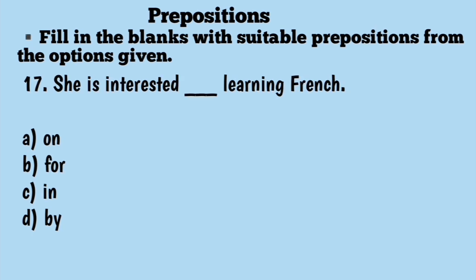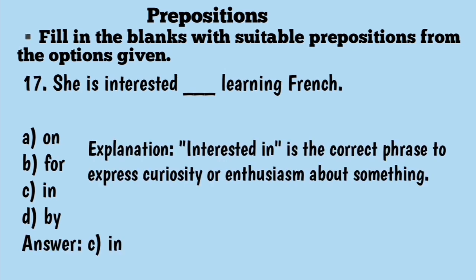Next, she is interested dash learning French. Option A on, option B for, option C in, option D by. Answer is option C in. Interested in is the correct phrase to express curiosity or enthusiasm about something.